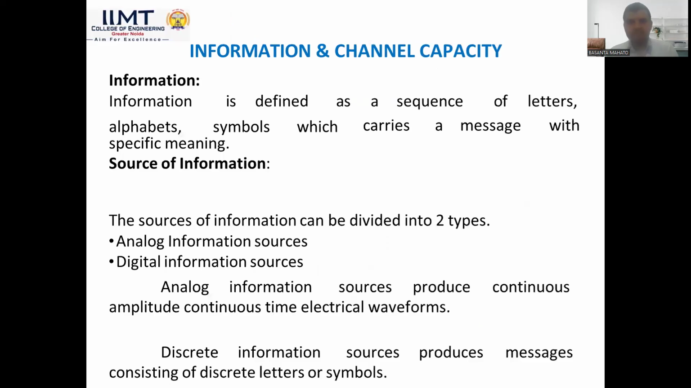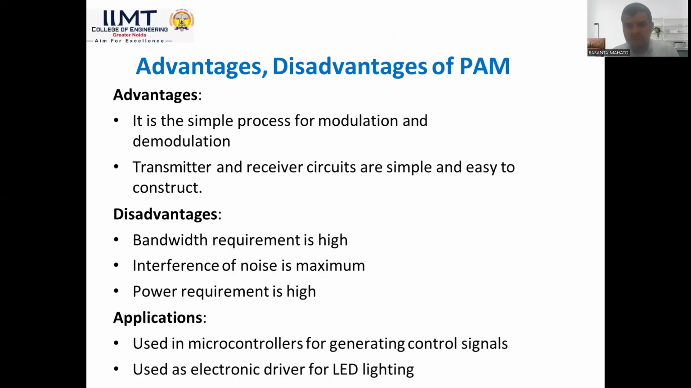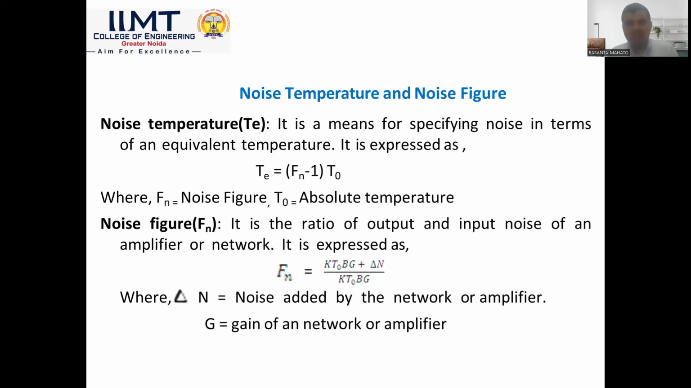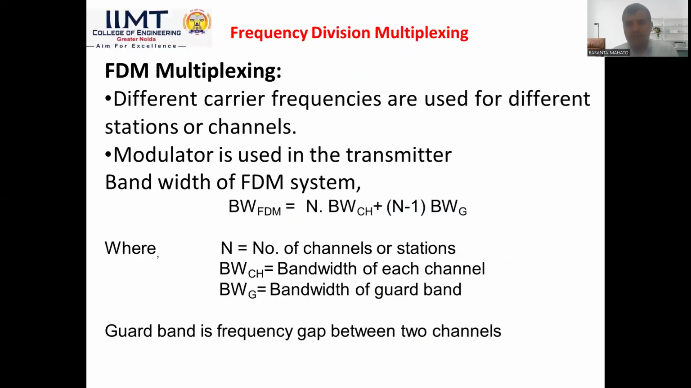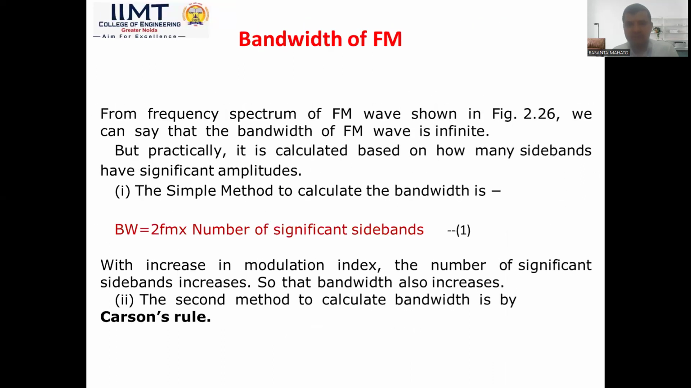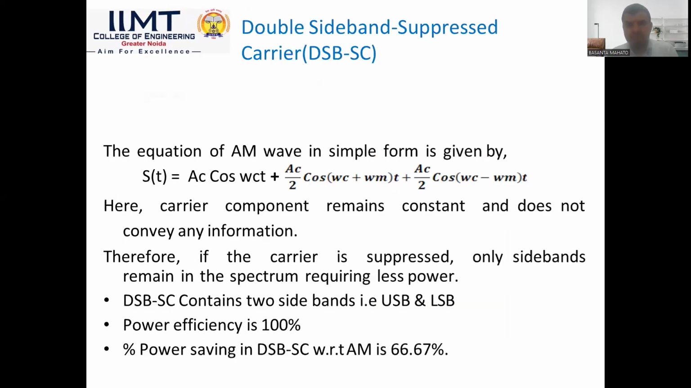Detection, information source. I was talking about information and capacity. All of this comes under communication systems. Here my topic ends, but before that, let me briefly go over the points I covered.